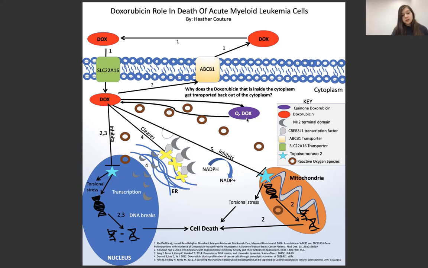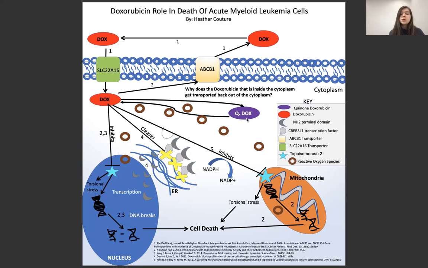So by inhibiting the topoisomerase and having things like reactive oxygen species being exposed to it, this can cause torsional stress and DNA breakage, which will lead to cell death, which is what we want in the case of treating patients that have leukemia.